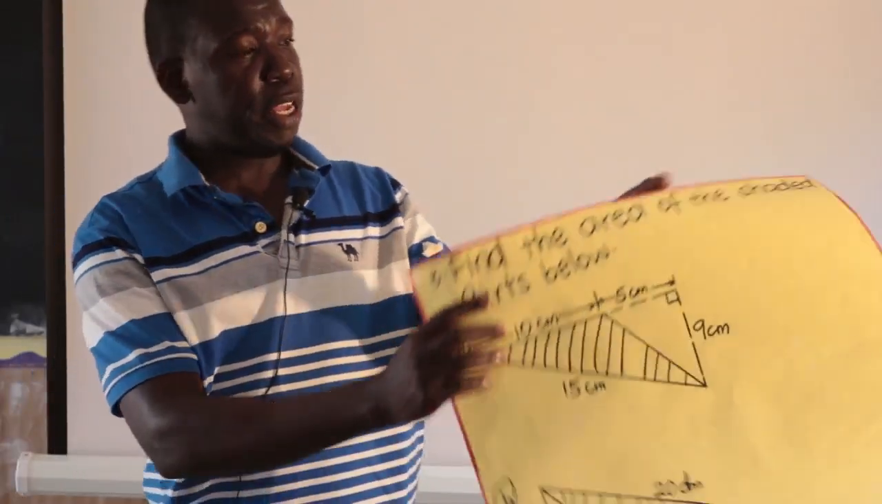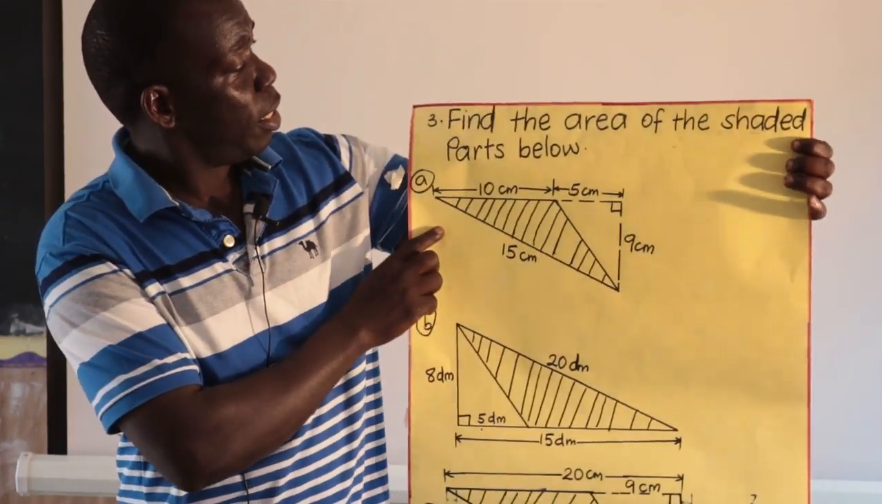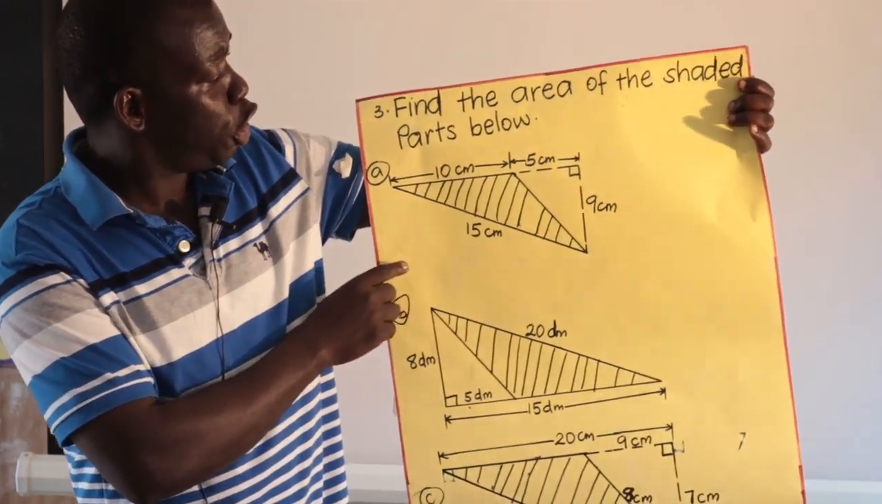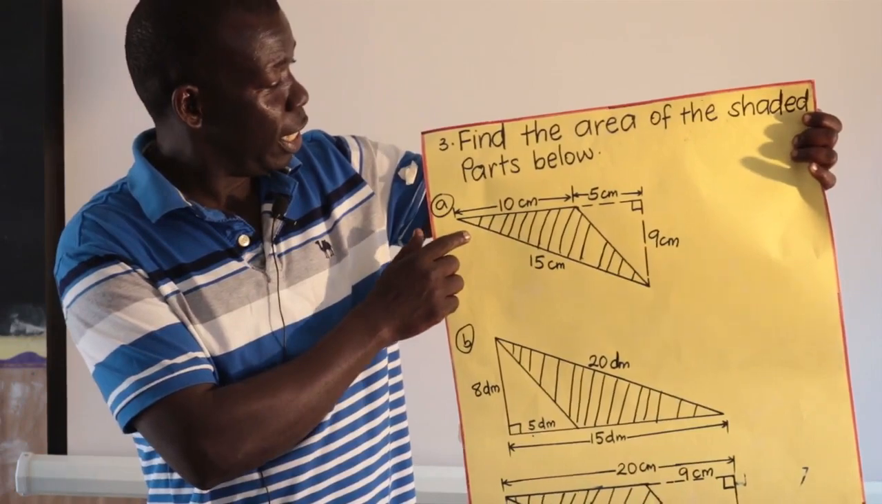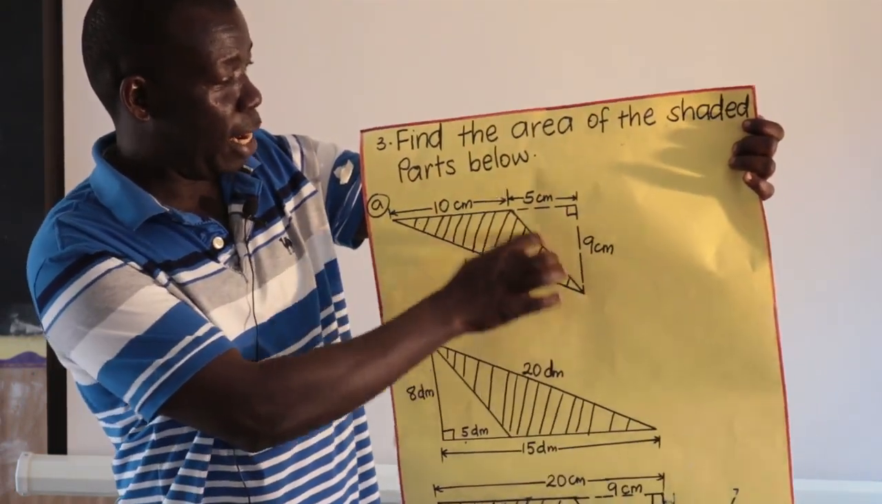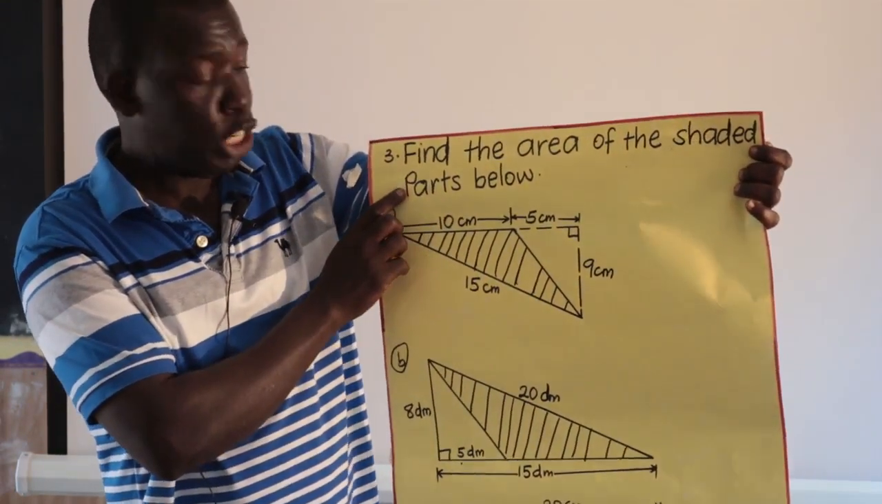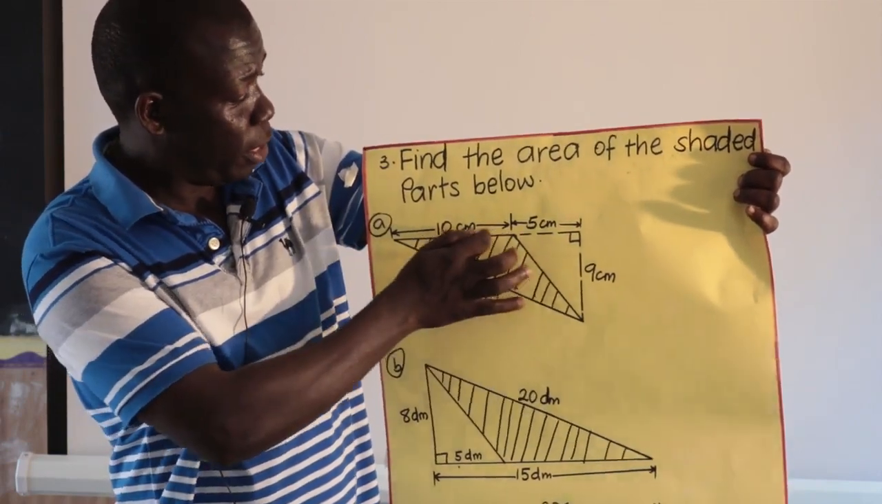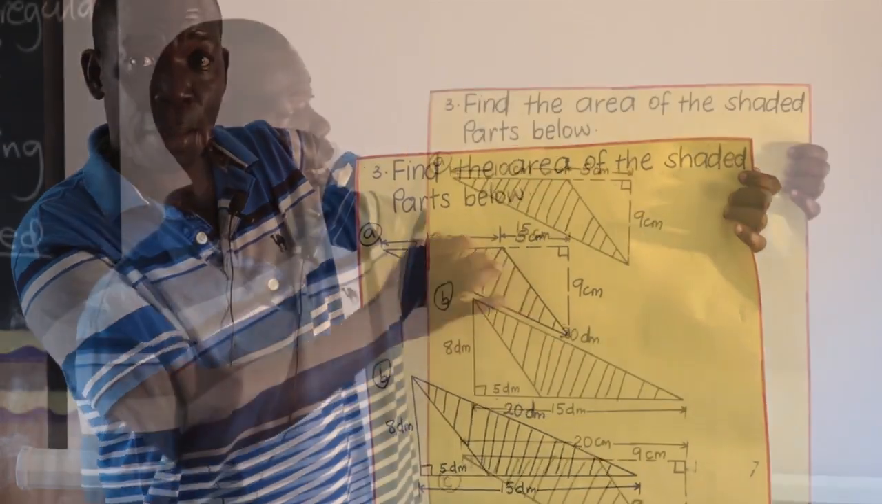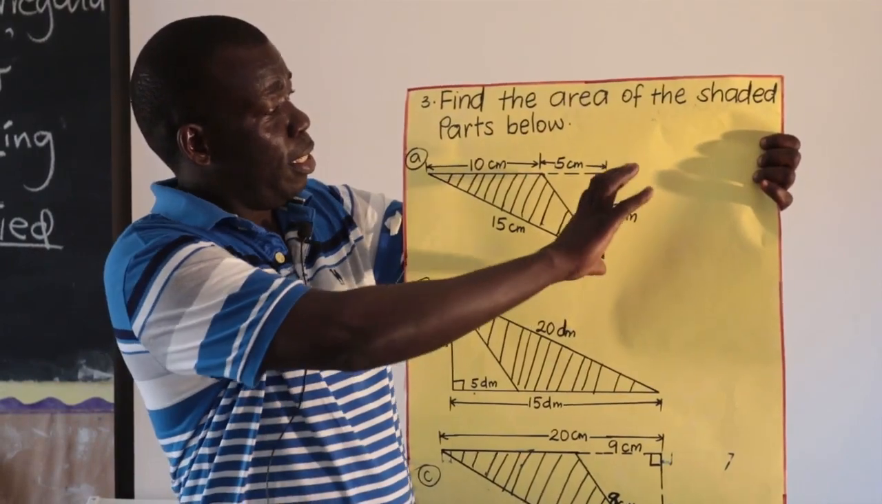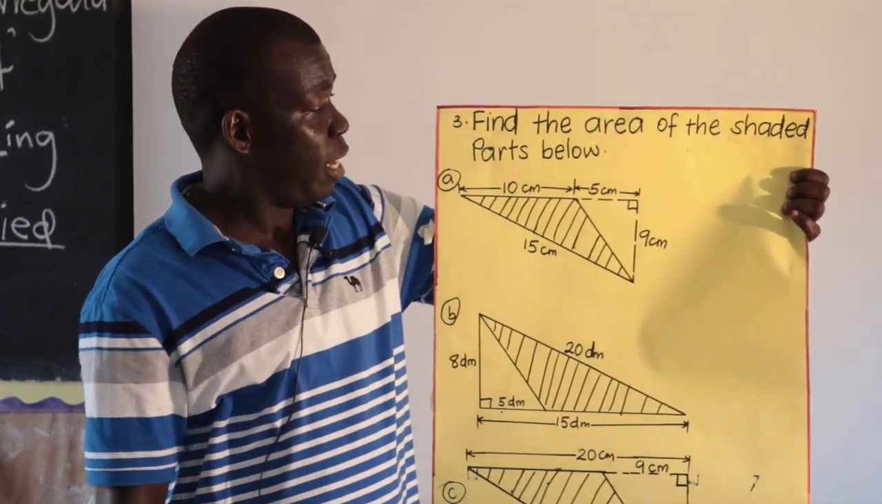Let's look at number 3. Number 3, find the area of the shaded region. The shaded region is this one here. This is our shaded region. The base is 10 centimeters and the height is 9 centimeters.